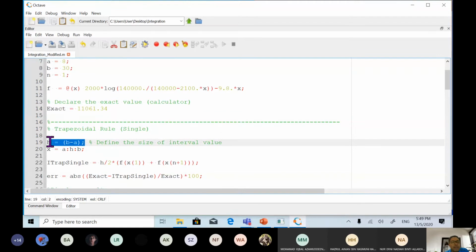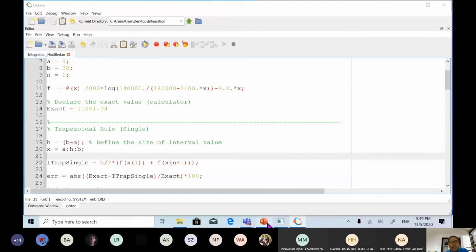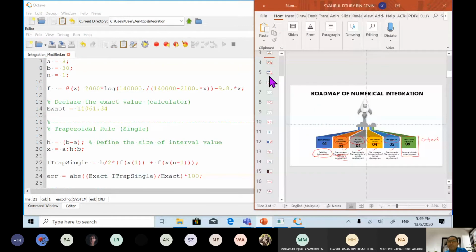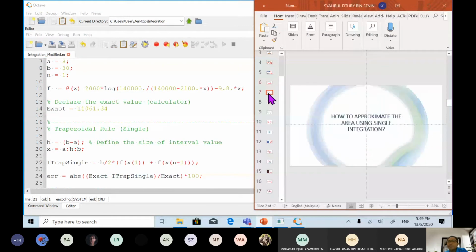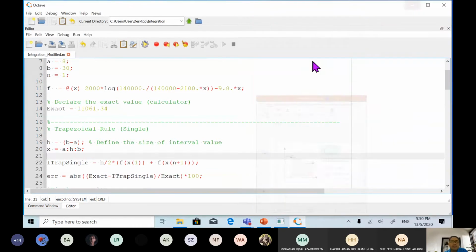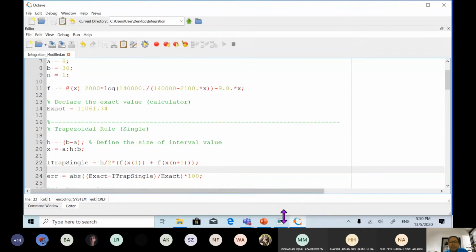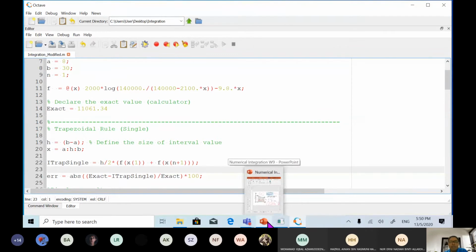Okay, so we start with the single trapezoidal rule. In this line, I will define the h value, the width of the trapezoid, which is b minus a. And I will define the x value, which defines your x coordinates. By using the formula that you have seen before, which is this formula, half of b minus a times f(a) plus f(b), I put it in this line. And I will compute the error.